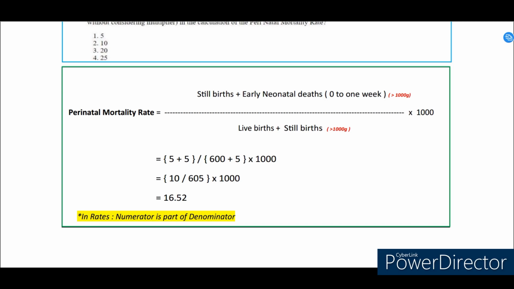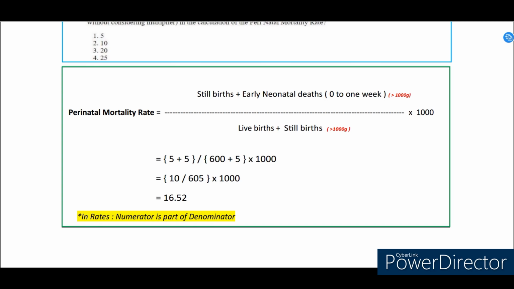So we need to include only those babies whose weight is more than 1000 grams. Now substitute the values in the formula. The stillbirths, that is the death of a baby after completion of 28 weeks of pregnancy before or during delivery. So in the question, the fetal deaths is given as 35 whose weight is less than 1000 and 5 deaths whose weight is more than 1000. So we need to take those babies whose weight is more than 1000 grams, right?